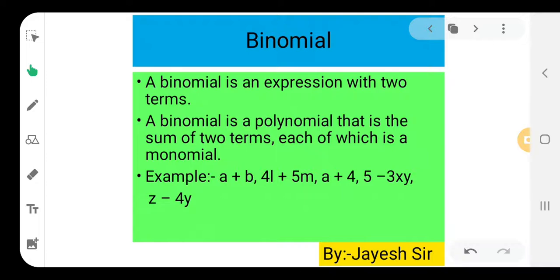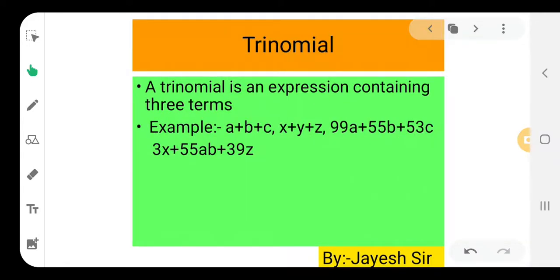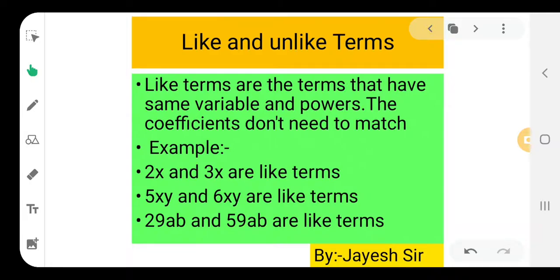Two terms, one sign, then it is a binomial. Three terms, two signs, then it is a trinomial. I hope your doubts about monomial, binomial and trinomial are now cleared. This was just the basic idea. Now let us understand like and unlike terms. What are like terms? What are unlike terms?